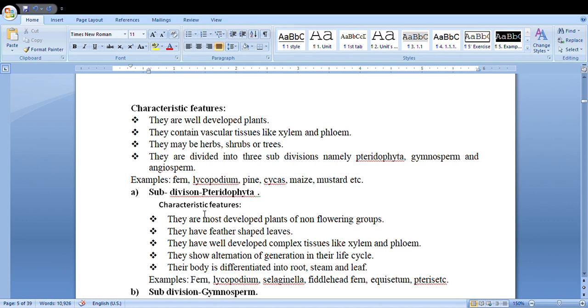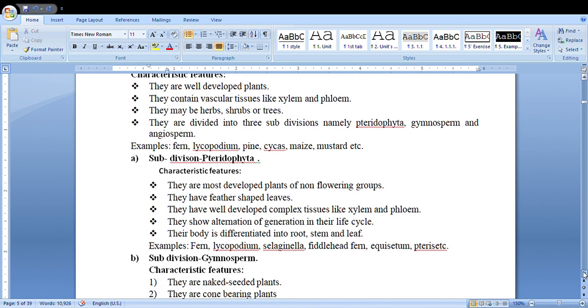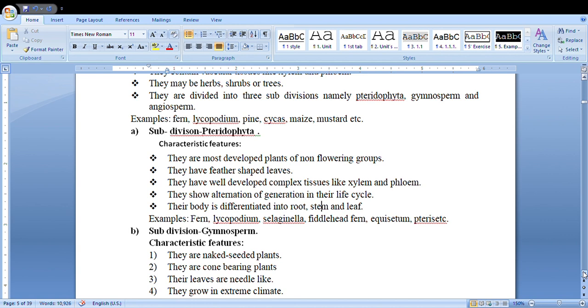Subdivision Pteridophyta. Characteristic features: they are most developed plants of non-flowering groups. They have feather-shaped leaves. They have well-developed complex tissue like xylem and phloem. There is alternation of generation in their life cycle, their body is divided into root, stem, and leaves. Example: fern, Lycopodium, Selaginella, fiddlehead fern, Equisetum, Pteris, etc.